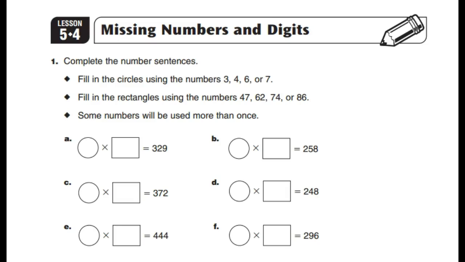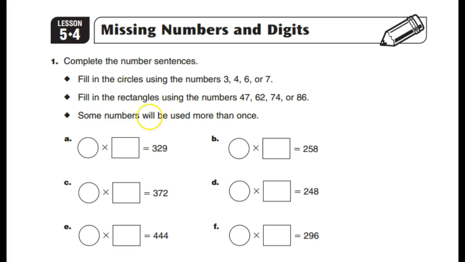This is a help screencast for lesson 5-4 from Everyday Math. This looks at missing numbers and digits. This assignment actually comes across a little bit harder than it looks. It takes a little bit of guessing, a little bit of estimation, and a lot of knowing your facts to really do this sheet effectively.